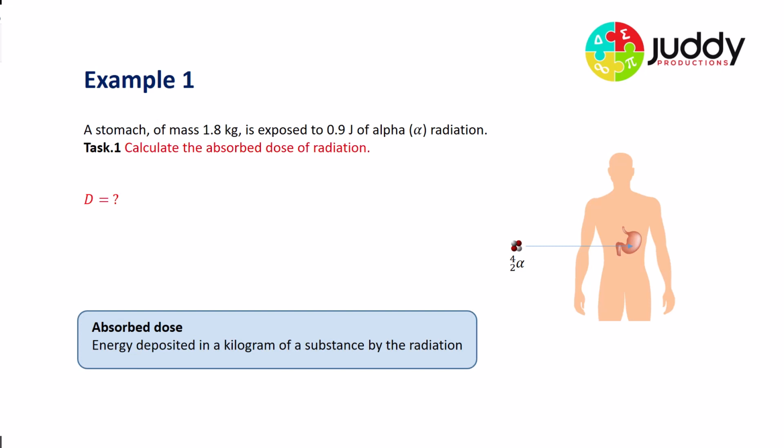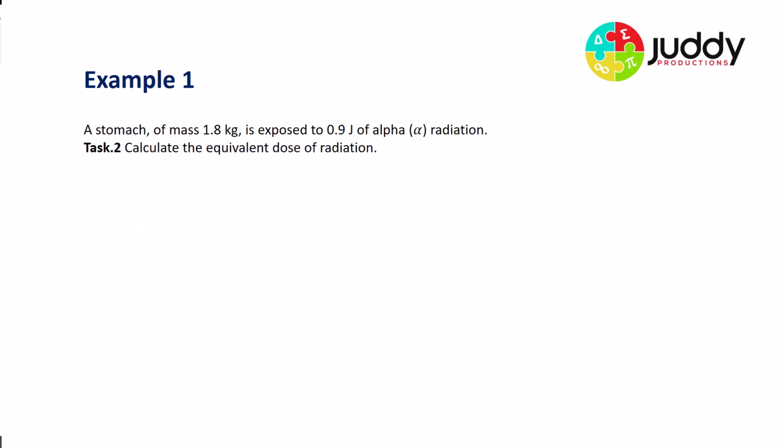D is the symbol for absorbed dose, that's what we're trying to calculate. ER is the energy of the radiation, and that was 0.9 of a joule. The mass of the stomach, or our target, is 1.8 kilograms. And here's the equation to work out the absorbed dose. It's simply the energy of the radiation divided by the mass. So that's 0.9 of a joule divided by 1.8 kilograms. That gives us an absorbed dose of 0.5 of a gray, where 1 gray is equal to a joule per kilogram.